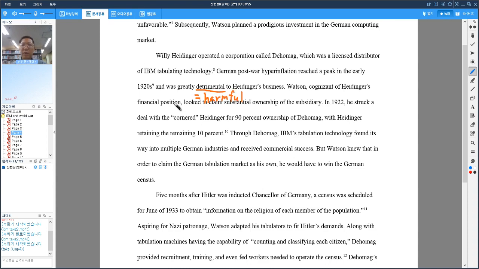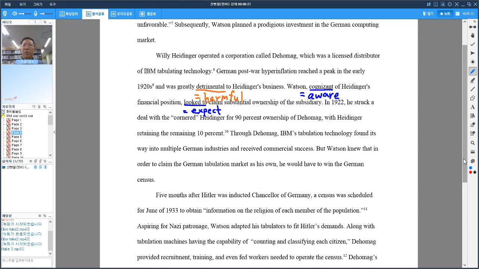Harmful to Heidinger's business. And Watson, cognizant of Heidinger's financial position, looked to claim substantial ownership of the subsidiary. So Dr. Watson was cognizant, he was aware of Heidinger's financial difficulty with his business, so he looked to, it means he expected, to claim substantial ownership of the subsidiary.